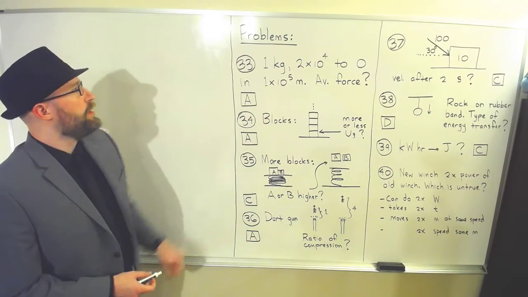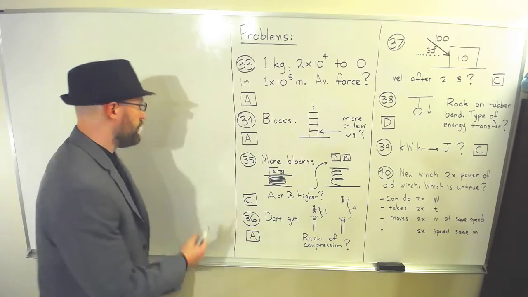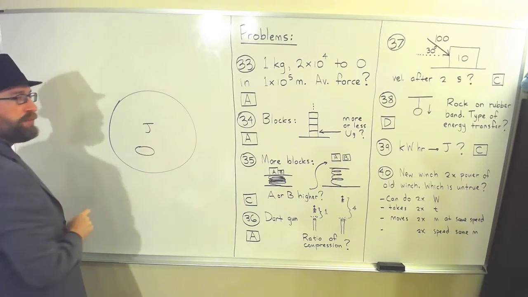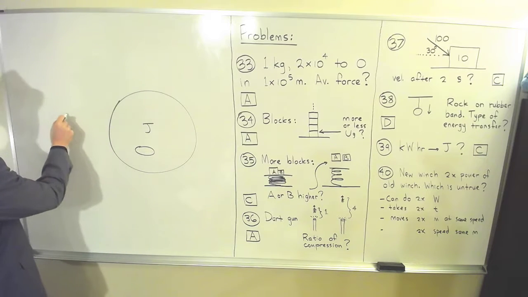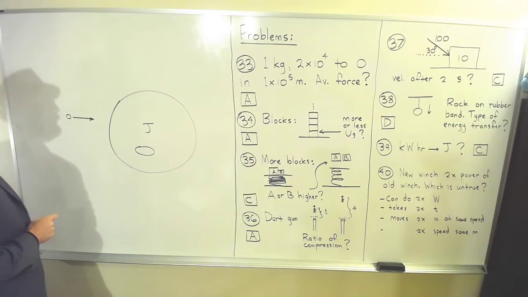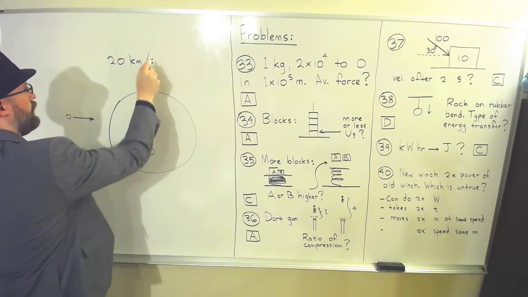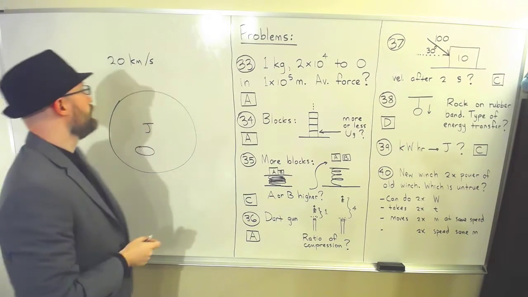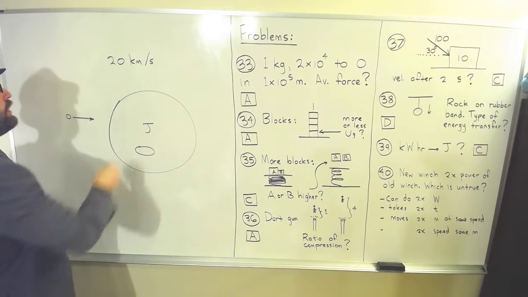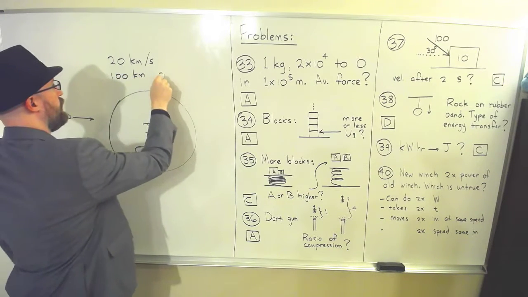So the first problem poses a physical situation where a meteorite collides with the atmosphere of Jupiter. Here's Jupiter, if you like, here's the Great Red Spot, and here's the meteor coming in. It says that the meteor is initially moving at 20 kilometers per second, which is actually not all that fast for a meteor. Then it travels a distance of 100 kilometers and then disintegrates.